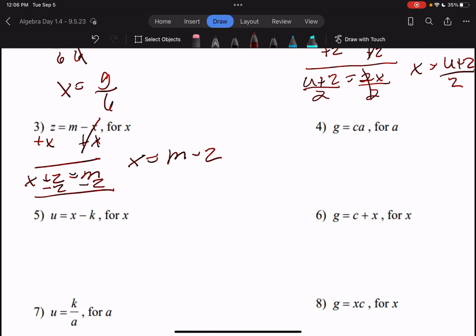All right, number 4, we have g equals ca, solving for a. So this is multiplication here. We're going to divide by c then, and c divided by c is just 1, so we get a equals g divided by c. That's it.